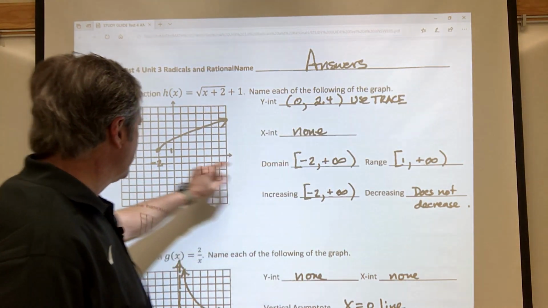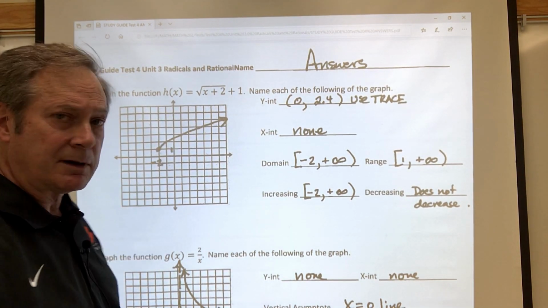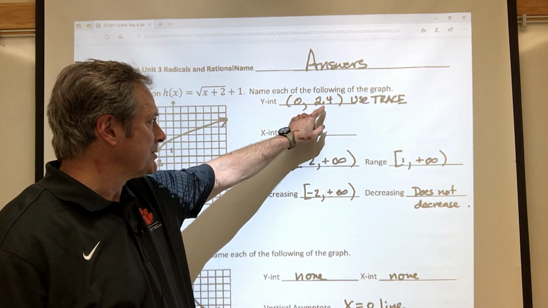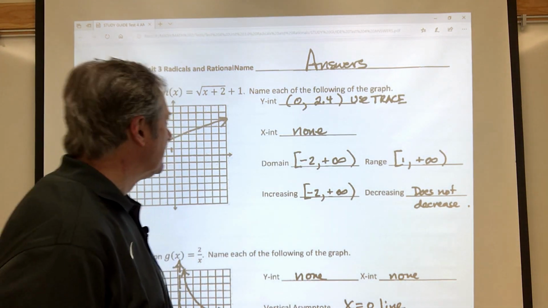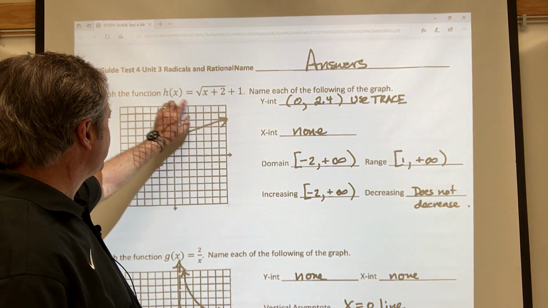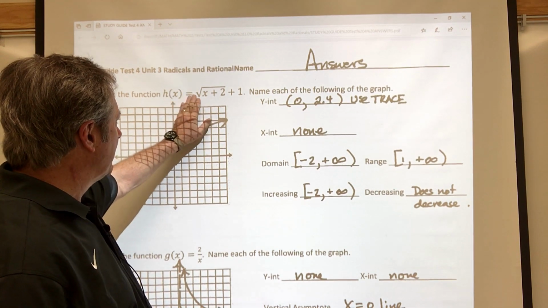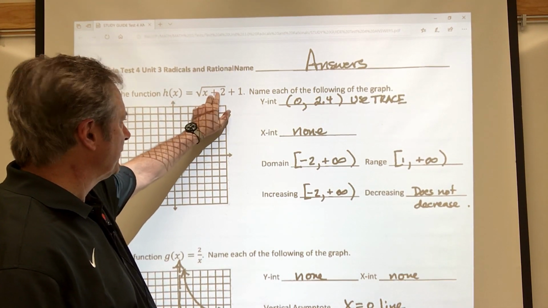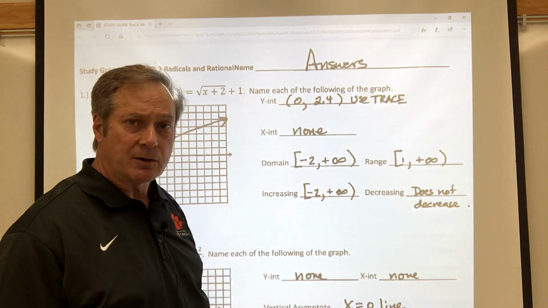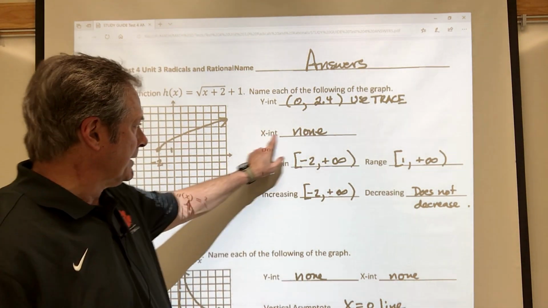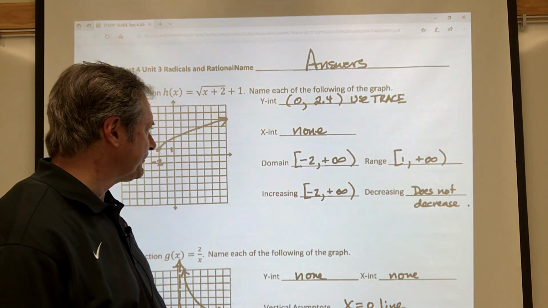Now, the y-intercept, I hope you can tell, is right here, but how do you get it? Well, a quick way to do it is just hit the trace button, and you'll land on about 2.4, which is just about right. The other way to do it is to put a y here and a 0 there. So you get y is equal to the square root of 0 plus 2, which is 2. So take the square root of 2, add 1 to it, and you'll get 2.4 also. Now, in this case, there is no x-intercept. It does not cross the x-axis.